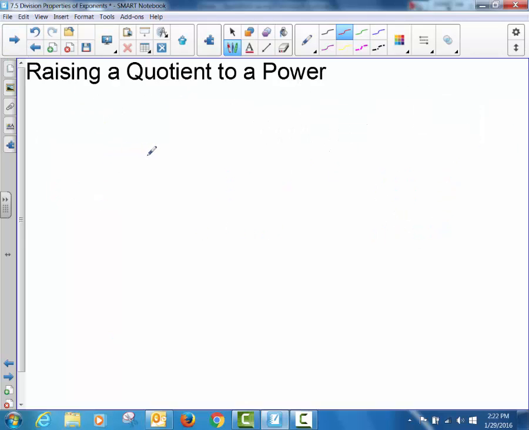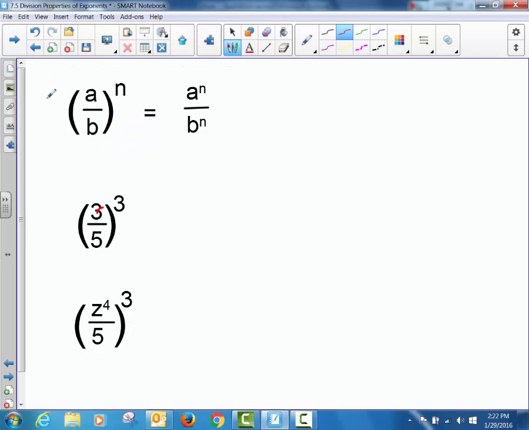Alright, raising a quotient to a power. Remember, the quotient is the answer to a division problem. So when we look at this, we've got a over b to the n. Just like before, whenever we had a power on the outside of parentheses, you apply it to everything inside the parentheses. So the n goes with the a, and the n goes with the b. And you end up with a to the n over b to the n.